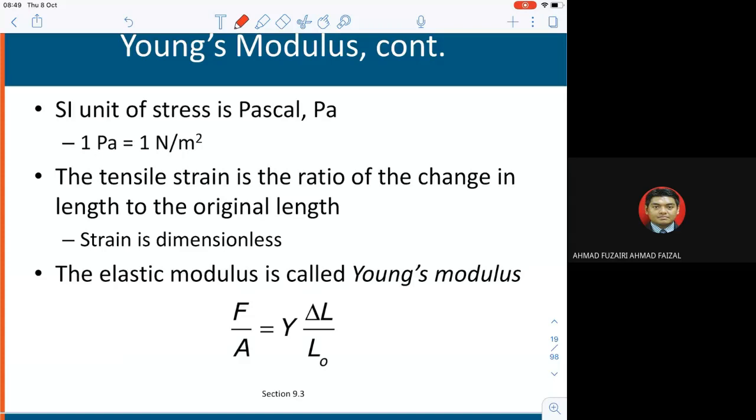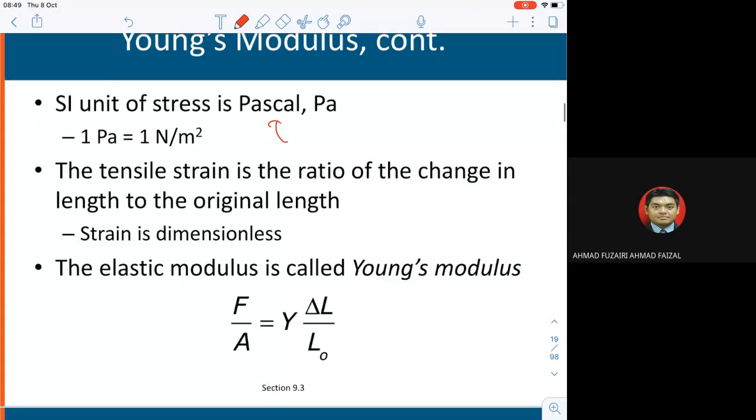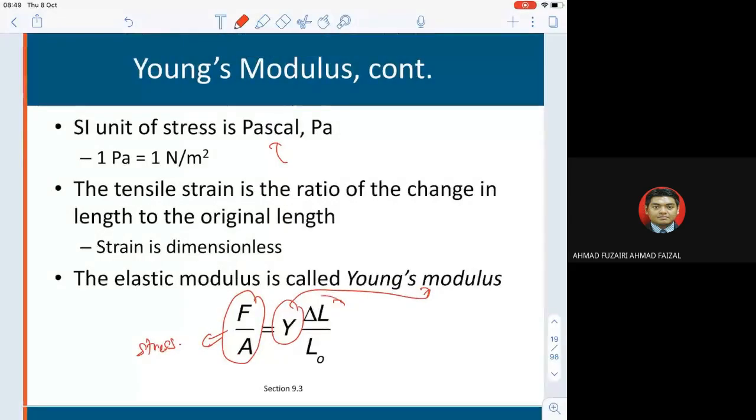Okay, I keep saying stress is a pressure, because the unit you are using now is Pascal. 1 Pascal is 1 newton per square meter. So the elastic modulus is called Young modulus. Why Young modulus? On the left part we have stress, because stress is force per unit area, and on the right part we have strain.